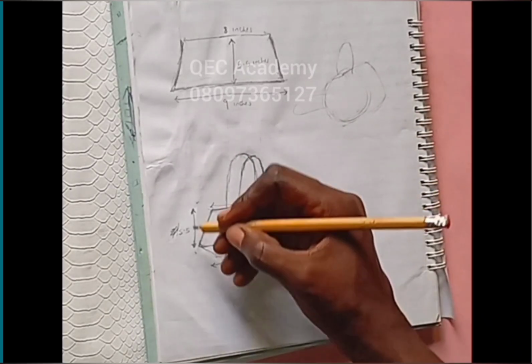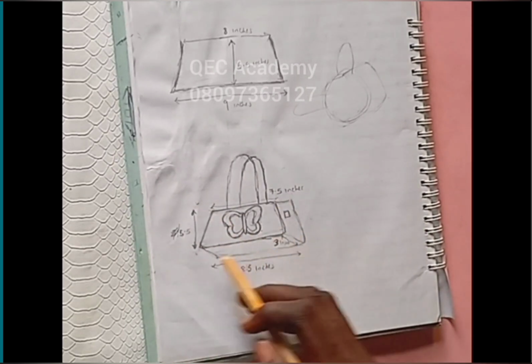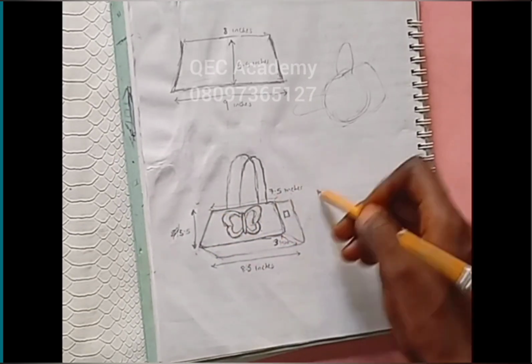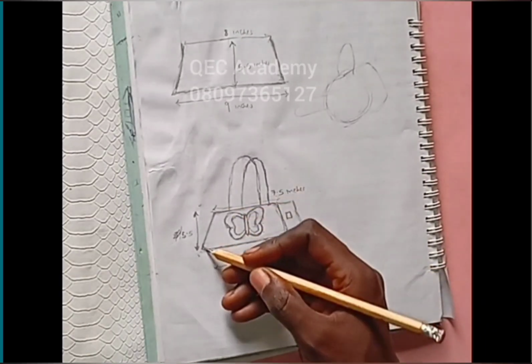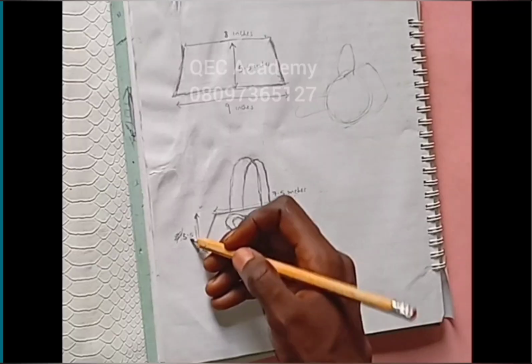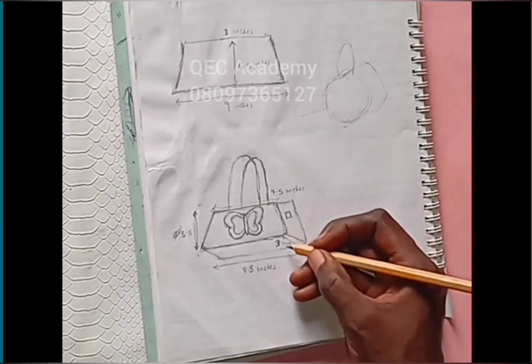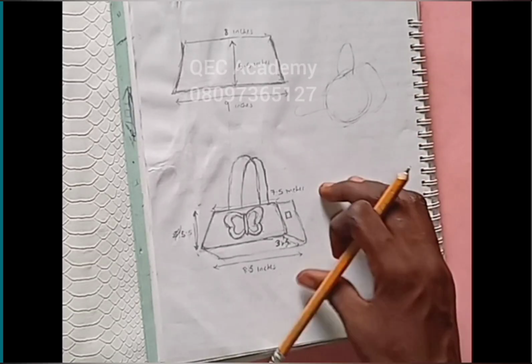So from this sketch, you can see that the body of this bag, the width from here to here is about 8.5 inches. The top here is 7.5 inches, and that's because it's slanting. The width here is greater than the width on top because it's slanting, and then the height of the bag is about 5.5 inches, and the side is about 3.5 inches. So from our sketch, we can know the different measurements of this bag, and now we'll go ahead and draft the pattern.